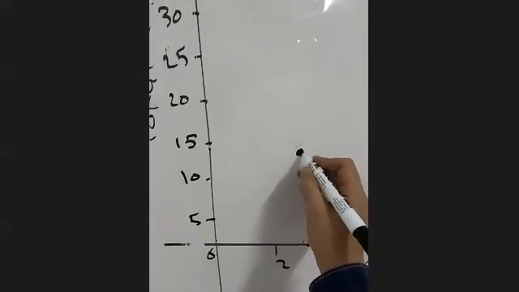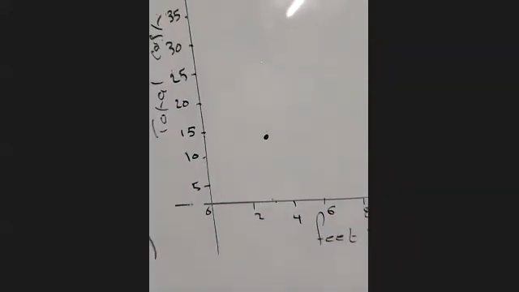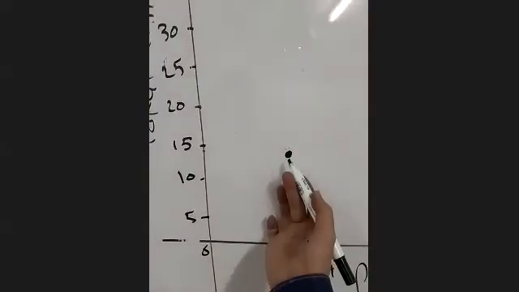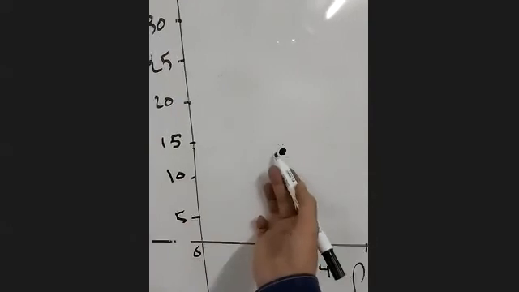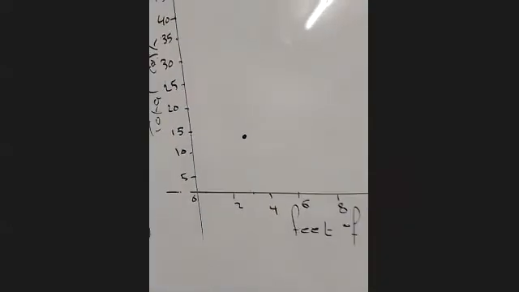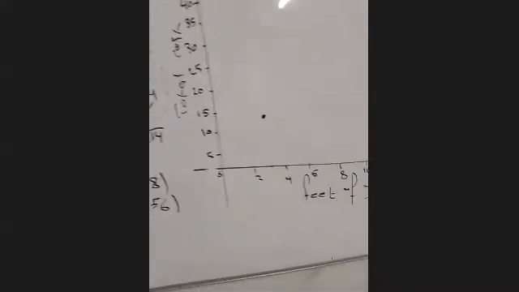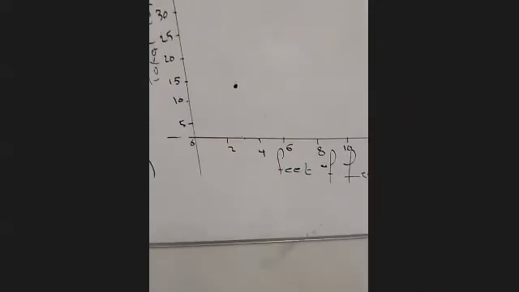Do it in your book now. Do it in your book. From 3, go up under the 15 a little bit and put your point. But who can help me with 6 and 28? Yalla. I'll choose 6 and 28.